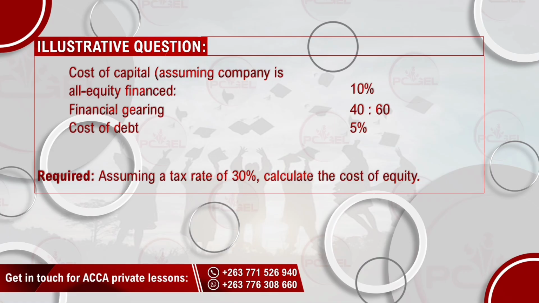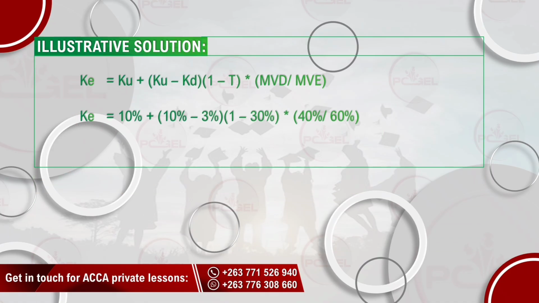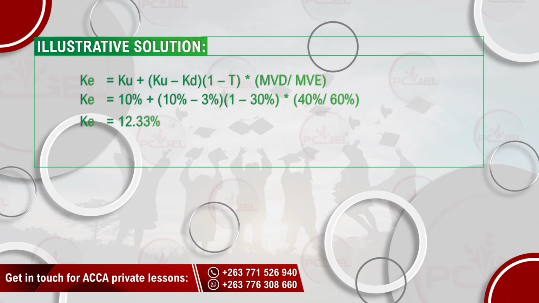So we are given our ungeared cost of equity at 10% and the cost of debt at 5%, tax at 30%. Based on the financial gearing ratio, the market value of debt is 40 and the market value of equity is 60. If you apply the formula, we get 12.33%.